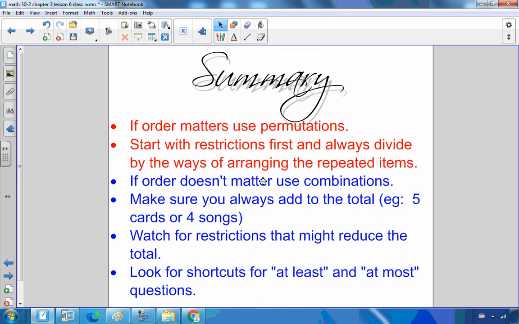Okay, to summarize this lesson, if order matters, use permutations. Pay attention to your restrictions and always divide by the ways of arranging the repeated items. If order doesn't matter, you're going to need combinations. Make sure you always add to the total, like having 5 cards or 4 songs. Watch for restrictions that might reduce the total, like that Mayor Jim question, and look for shortcuts for at least and at most questions, just like that Jack question that we did.